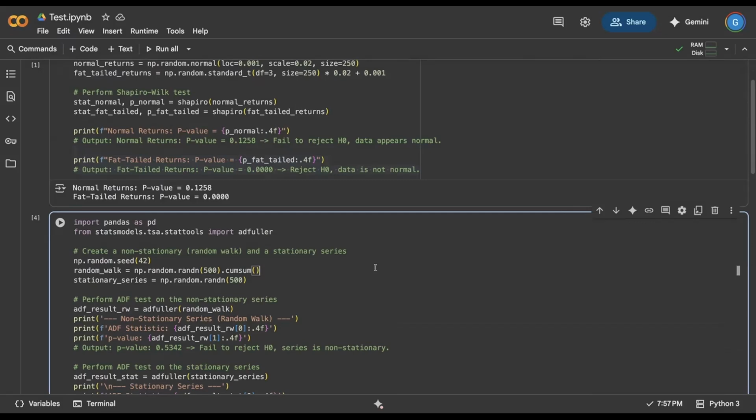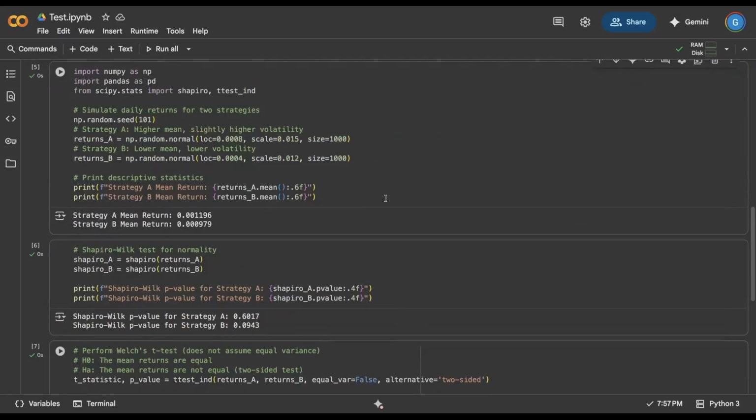Therefore, the ADF test acts as the first gatekeeper. If a return series is found to be non-stationary, it must be transformed until stationarity is achieved before any comparative analysis can proceed. So this creates a rigorous procedural hierarchy. First, we ensure stationarity, then we check for normality, and then we select and perform the comparative test. Now, let us look into A-B testing for competing financial strategies.